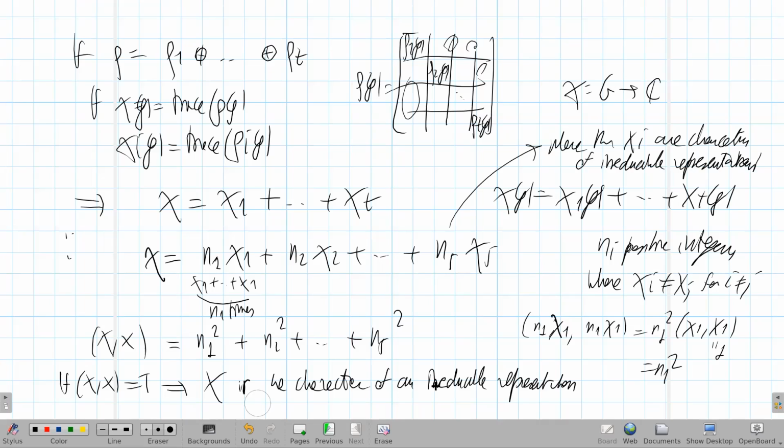So you see, we can recognize that chi is the character of an irreducible representation because, if it is the character of an irreducible representation, the inner product is one by the orthogonality relation. But if this is one, then of course all ni have to be zero except for one, which is equal to one. So chi is the character of an irreducible representation. So as you see, you can recognize an irreducible representation from its character, okay? Exactly the elements that have this property, when the inner product is one.